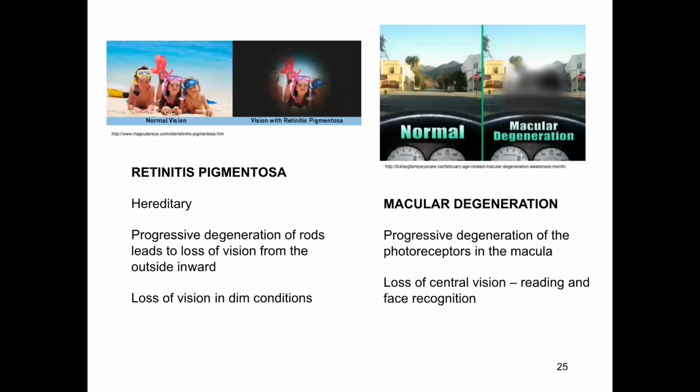All right. Now, things that can go wrong. Well, there's retinitis pigmentosa. This is a hereditary condition. And what this involves is the progressive degeneration of the rods, all right? And in that case, you're losing your outer vision and your vision in dim conditions. And eventually you lose all of your vision, but you lose it from the outside in. And this is progressive.